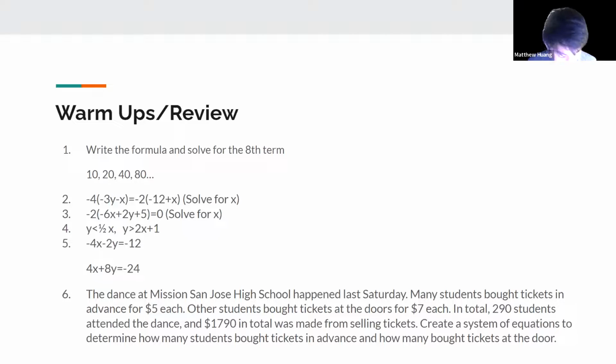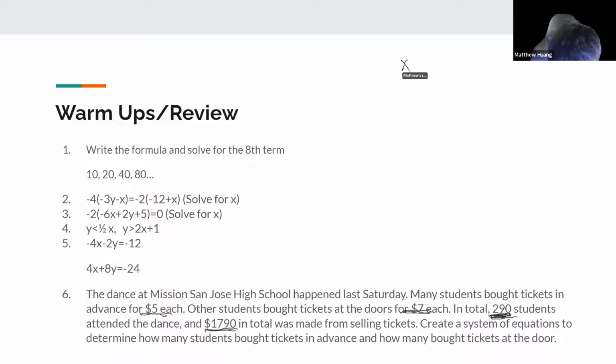The problem itself is not very hard. It's just, I guess, a word problem. So it's the same concepts, just using your brain to think and set up the equations. So you're given this set of information right here. These guys bought the tickets for $5 each, and the other guys bought them for $7 each, right? In total, they spent $1,790, and the total number of students who actually bought the tickets is 290.